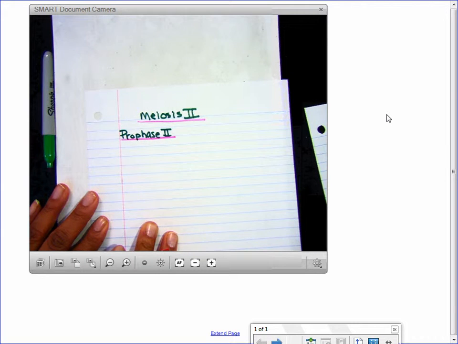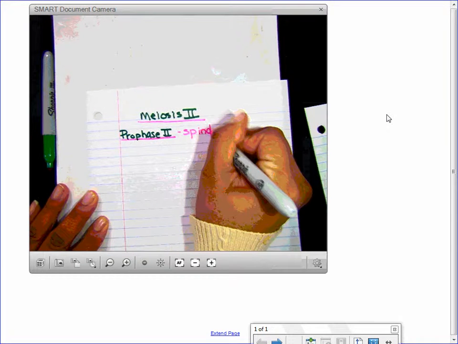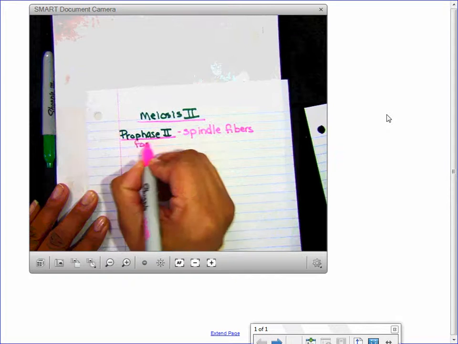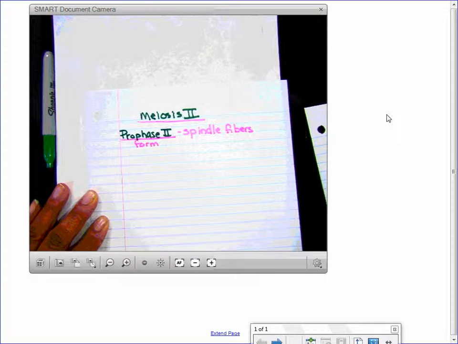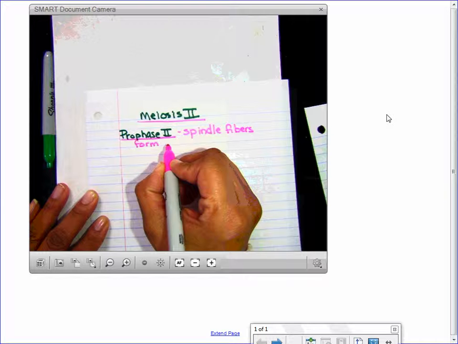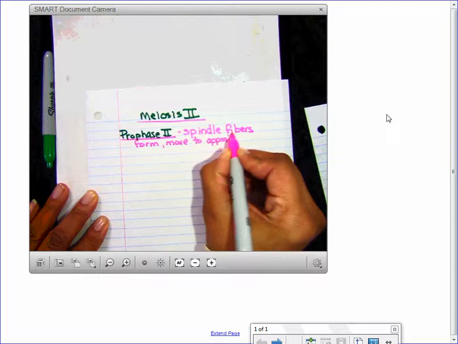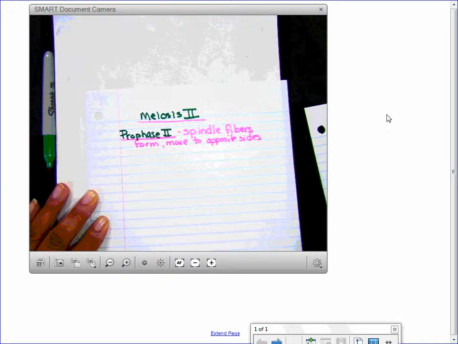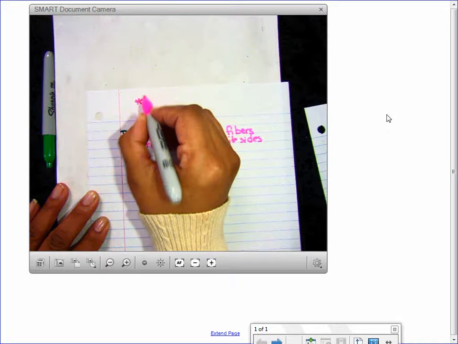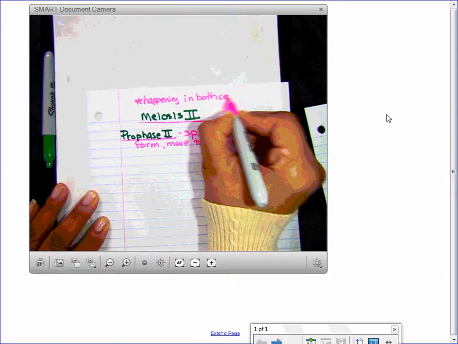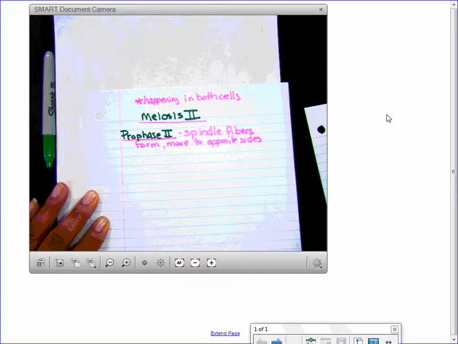All right, in prophase 2, here you have your spindle fibers. They form, and your spindle fibers are responsible for pulling your chromosomes apart. Before they weren't being pulled apart, your pairs were just splitting up. So your spindle fibers form and move to opposite sides. I do want to make a point and put a little star up here. This is happening in both cells. So the 2 cells that were made in meiosis 1, this is happening in both cells.